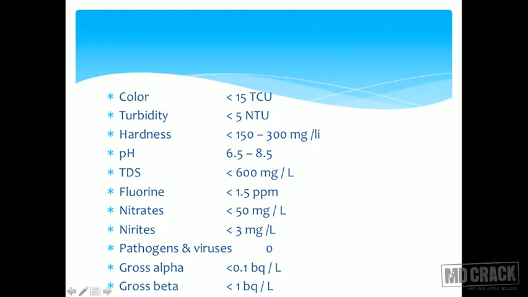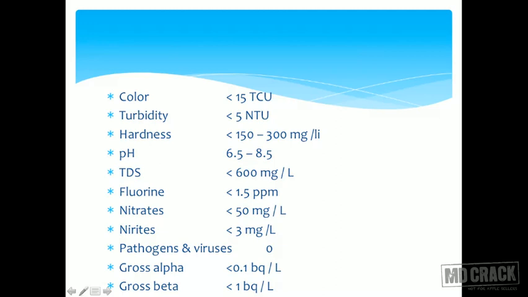Nitrates less than 50 milligrams per liter. We discussed nitrates and nitrites yesterday, if you remember. So nitrates should be less than 50 milligram per liter, and nitrites, the dangerous one, the short-lived one, recent contamination nitrites, remote contamination nitrates, so nitrites should be less than 3 milligrams per liter.